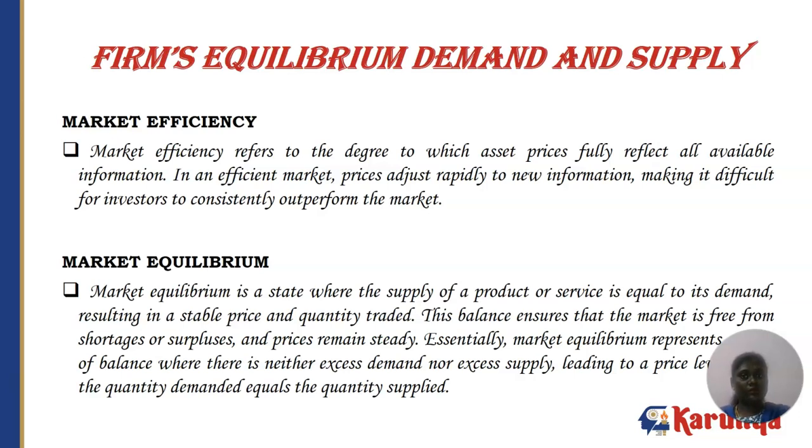So market equilibrium, in simple terms, is a state of balance where there is no excess demand and no excess supply. There is only a balance between the quantity demanded and the quantity being supplied in the market. We can call this market equilibrium.